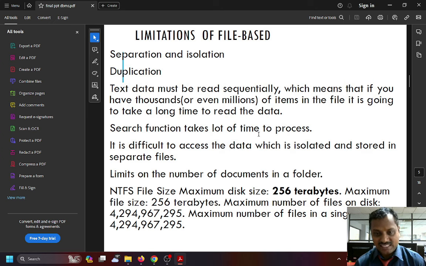It is difficult to access data which is isolated and stored in separate files. As you say, you have NTFS, EXT, and n number of file systems. For example, if you are running a Windows system and try to access data present in the Linux operating system, it is quite difficult. It is not possible to access data which resides with another operating system. So it is difficult to access data which is isolated and stored in separate files; in the sense, a separate file system is allocated for different types of data.